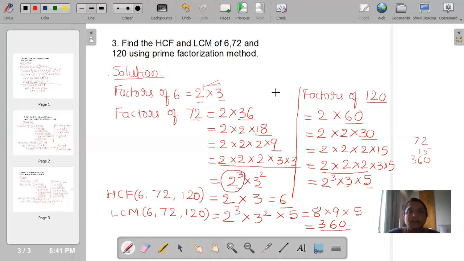So this is about the fundamental theorem of arithmetic and problems based on that. Thank you.